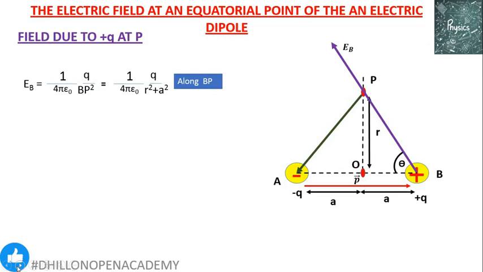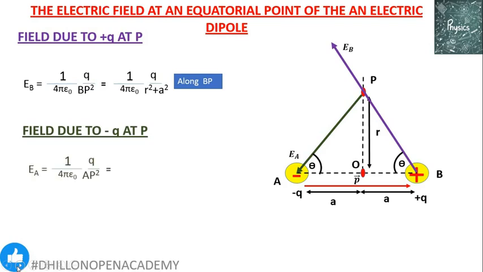Similarly, if we find the field of only the negative charge at A onto the point P, in this case the test charge will be attracted towards the point A in the direction P to A. Again, it is also making an angle theta with the dipole moment vector. This field is EA, which is also equal to 1 over 4 pi epsilon naught q over AP square, or 1 over 4 pi epsilon naught q over R square plus A square, directed along P to A. Here AP and BP, both distances are the same because point P is symmetric with respect to A and B.